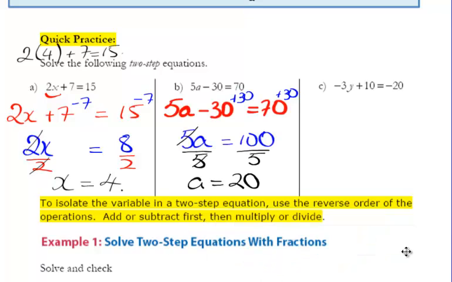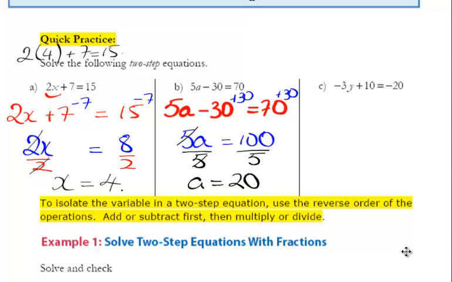So the second one here, I went through, I rewrote the equation again. I started with the subtraction. The inverse operation is addition. I added 30 to both sides. Now remember, equations, very important to keep them balanced. What we do to one side, we must do to the other.